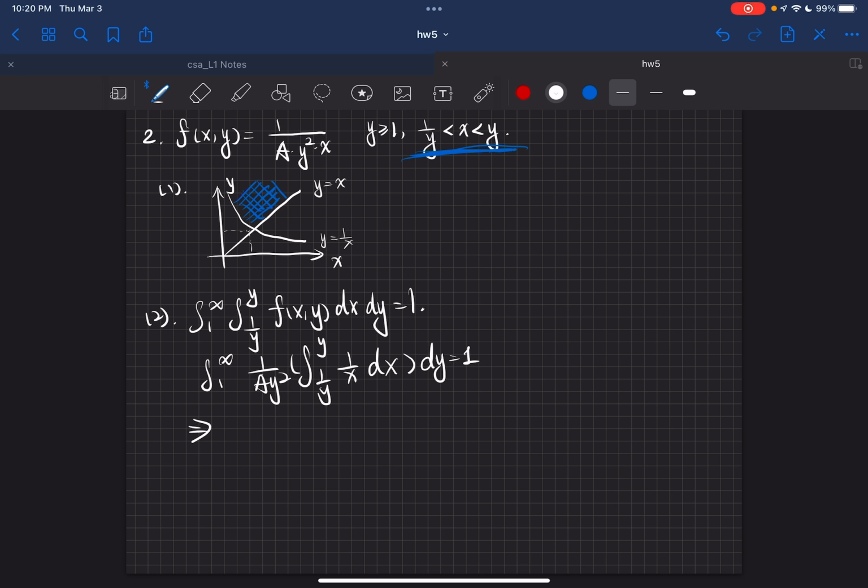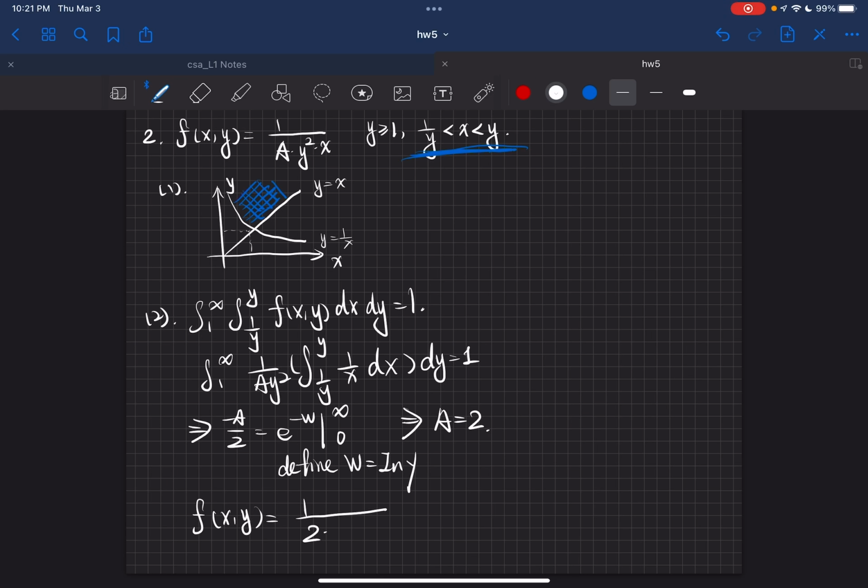And after calculation, we got that 0.5 times negative a is equal to this, where we define w equals ln y. So here after calculation, we got that a is equal to 2. And we get our density function of fxy is equal to 0.5 times 1 divided by y to the power of 2 times x.